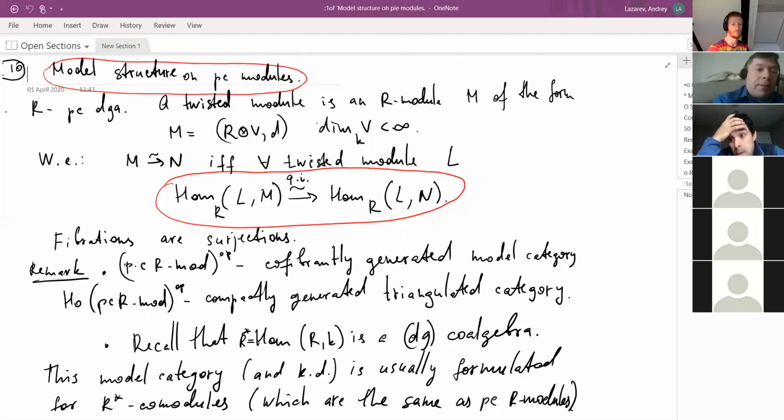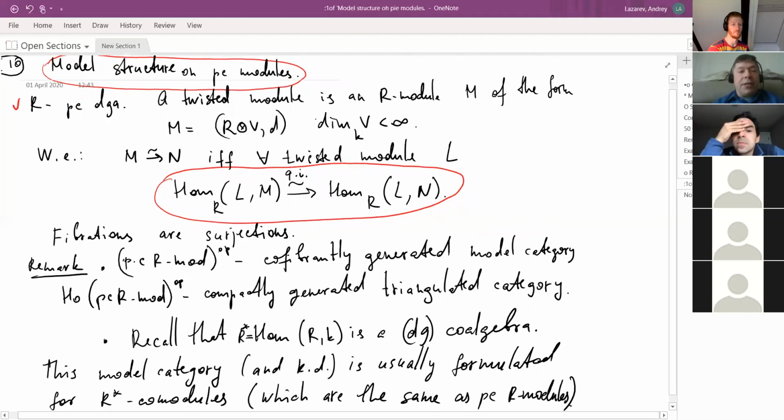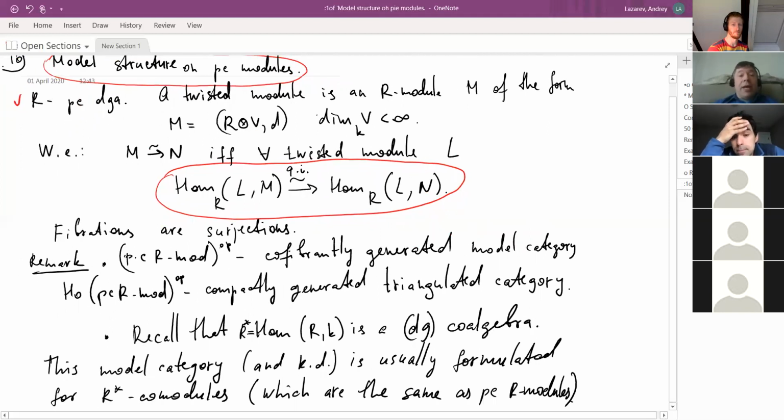So we're now here, and R is a pseudo-compact DGA. Then again, a twisted module, something that we've seen already, over R is an R module of this form, okay? So you can see that this is exactly the same as before, except that here R is a pseudo-compact algebra. And we say that 2 pseudo-compact modules, M and N, are weakly equivalent, and we're here now, if and only if the following holds.